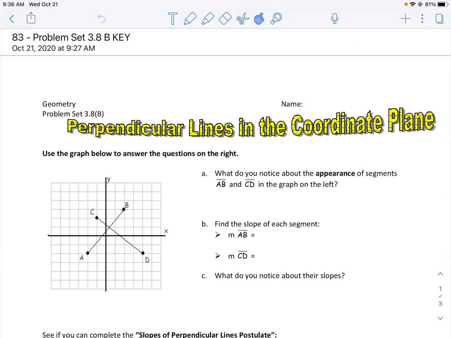All right, hey everybody. Here is a video key for problem set 3.8b. This is going to be very similar to our previous problem set 3.8a, except now we're going to talk about perpendicular lines.